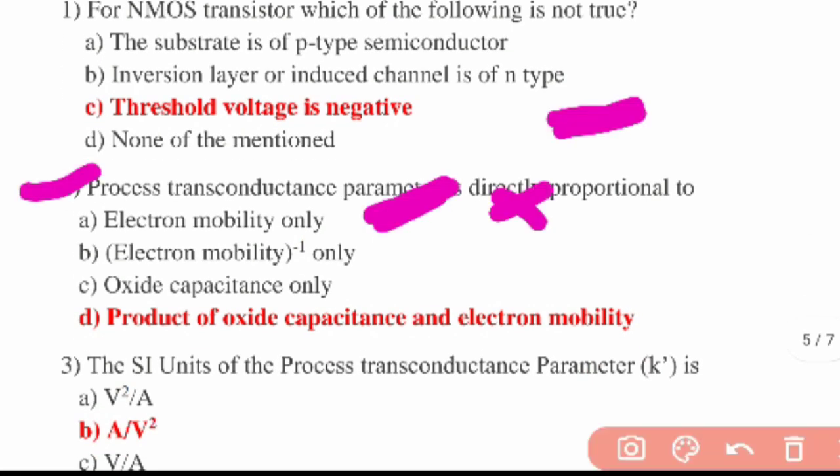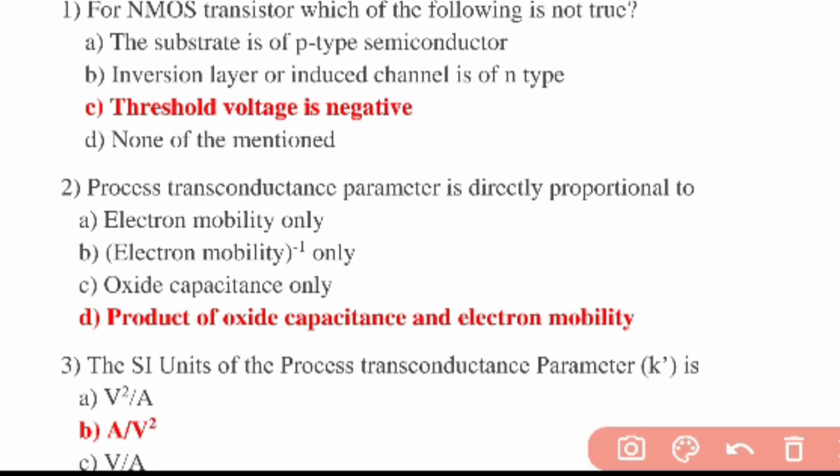Question number 2. Process transconductance parameter is directly proportional to option A, electron mobility only, option B, 1 upon electron mobility only, option C, oxide capacitance only, option D, product of oxide capacitance and electron mobility. Then the answer is product of oxide capacitance and electron mobility.